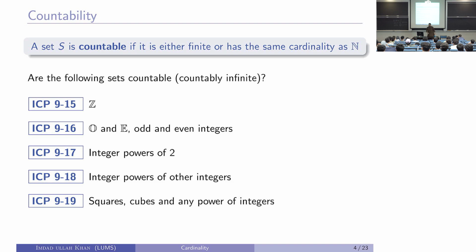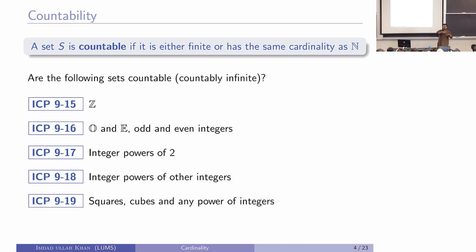The set O we defined to be the odd positive integers and E to be the even positive integers only. They have the same cardinality as N, right, because we can count. They are countable, because there is the first odd number, the second odd number, the 19th odd number, the 85 billionth odd number. There is a one-to-one correspondence between each of O and E with N.